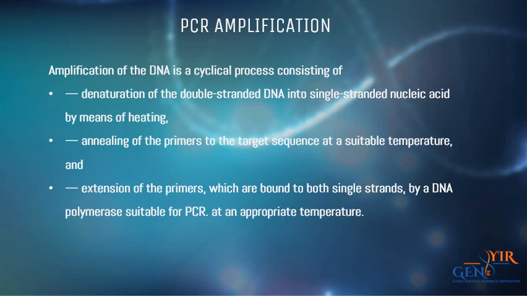Amplification of the DNA is a cyclical process consisting of denaturation of the double-stranded DNA into single-stranded nucleic acid by means of heating, annealing of the primers to the target sequence at a suitable temperature, and extension of the primers, which are bound to both single strands, by a DNA polymerase suitable for PCR, at an appropriate temperature.